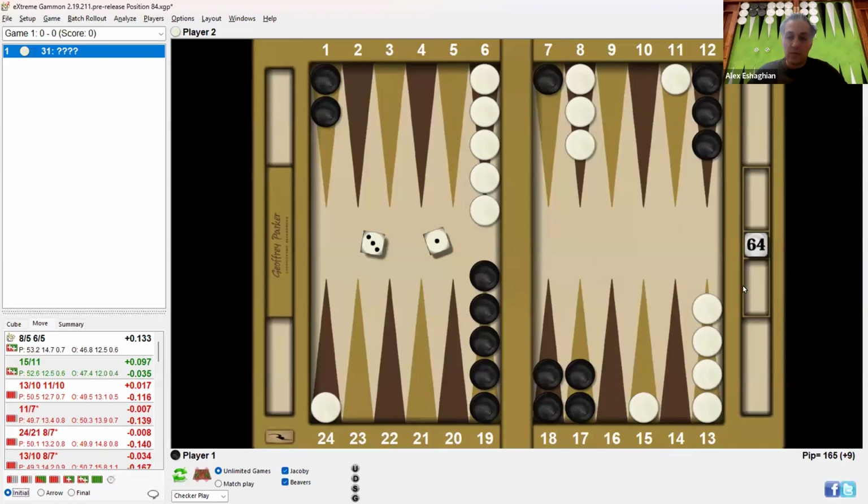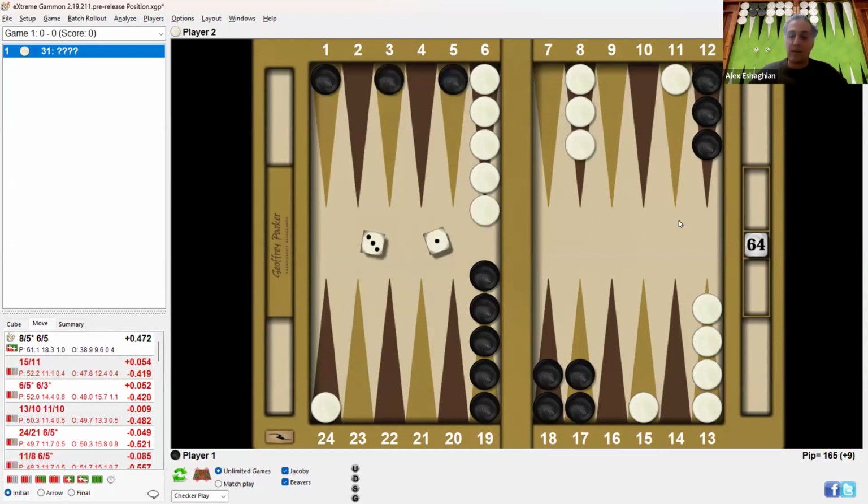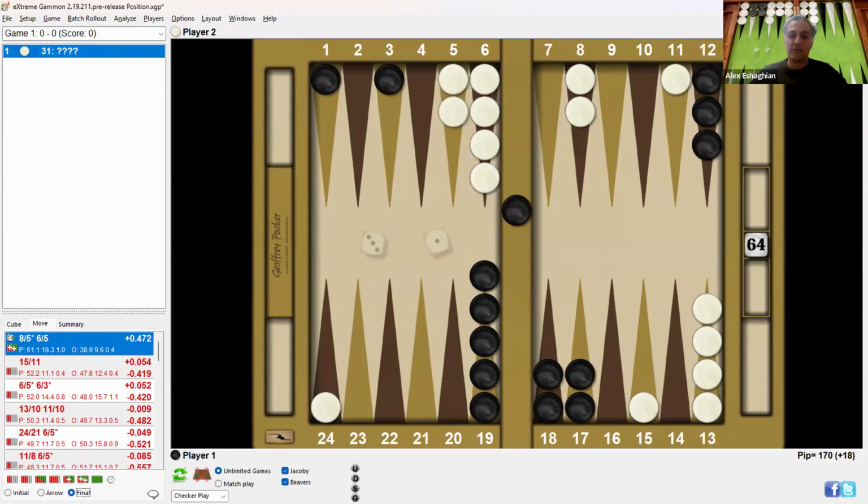So this is what happens when you make the top play of splitting to the bar point, and then white rolls a 3-1. The correct play is to make the 5 point, resulting in this position. So white is a slight favorite here, 0.133. Now, if you make the other play and white rolls a 3-1, it goes like this. Now white also makes the 5-point, but now you have a checker on the bar. So now white's equity is much higher at 0.472. So that's a big difference.